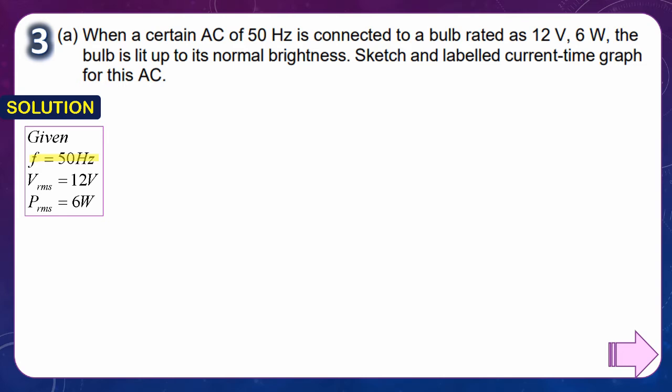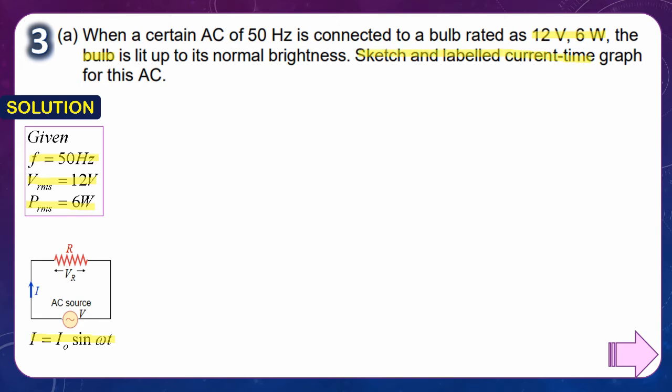The value for 12 volt and 6 watt represents the RMS value. So we have the VRMS and the power RMS. And if you look at here, this is a light bulb. So it represents a pure resistor circuit, with the equation of current, which is I equal to I naught sine omega t, the general equation for the current. So we need to sketch and label the current versus time graph.